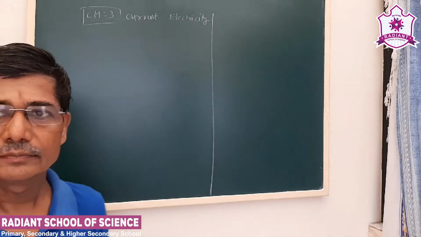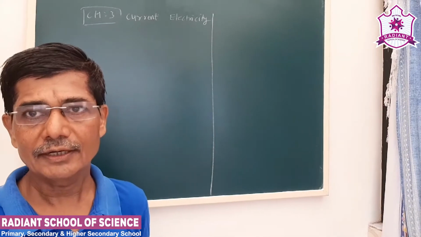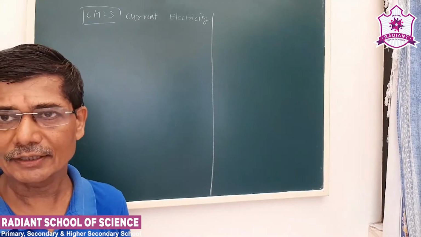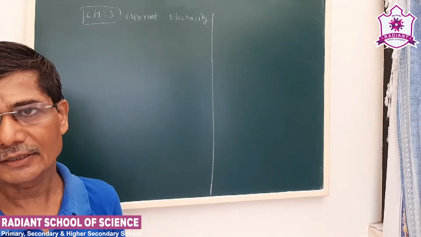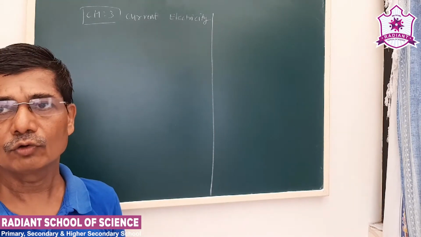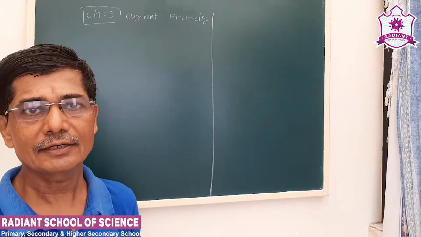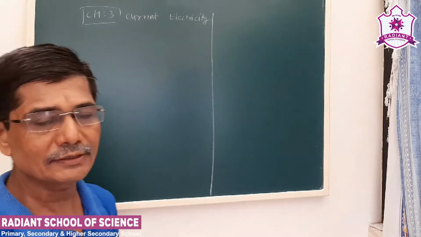Now, dear friends, last time we started lesson number 3. We saw what is electric current and electric current density. We also saw 4 important physical quantities: resistance, conductance, resistivity, and conductivity. Now we proceed further in this lesson.